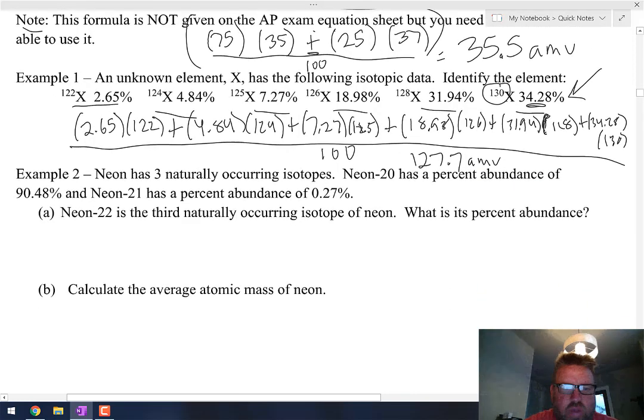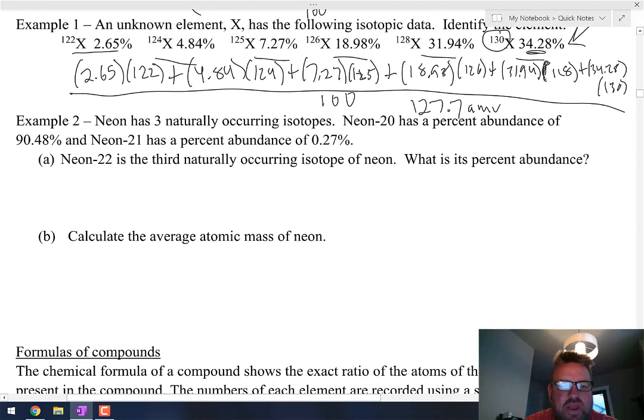Okay, example 2. Neon has 3 naturally occurring isotopes. So like neon signs, there's 3 naturally occurring isotopes of neon. There's neon 20, and it has a percent abundance of 90.48. There's neon 21, has a very low percent abundance of 0.27. Neon 22 is the 3rd naturally occurring isotope of neon. What is its percent abundance?